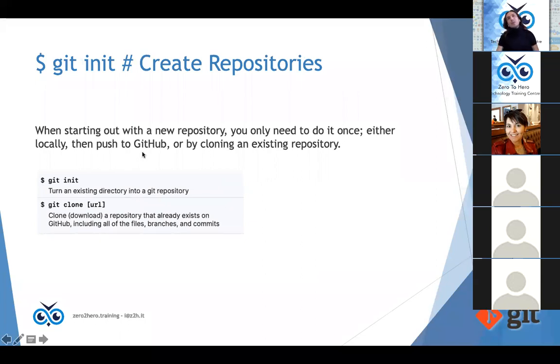When you want to start a new Git repository, you can create one folder, and in it you can write git init. And if you want to integrate with GitHub or Bitbucket or similar tools, you can use git clone.